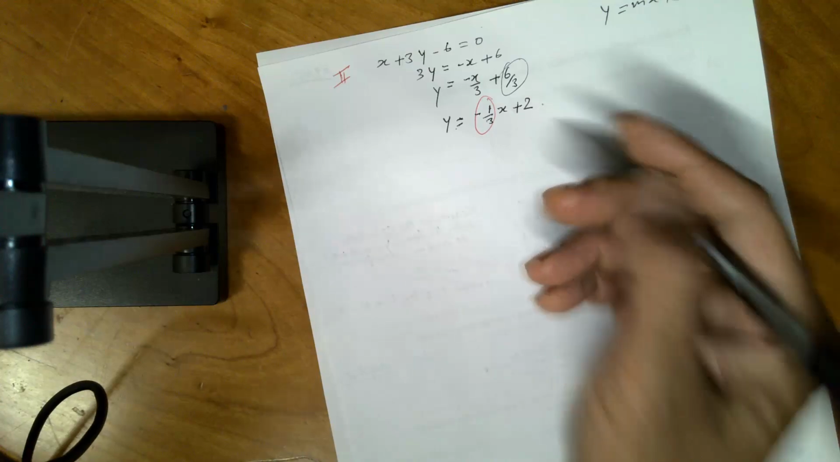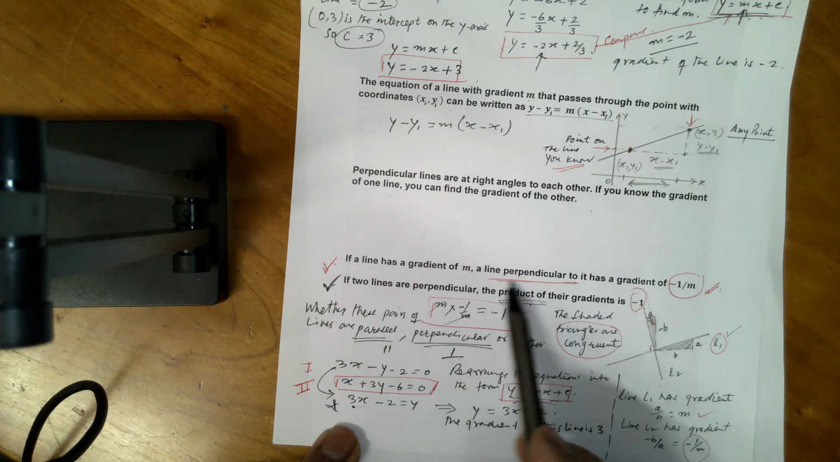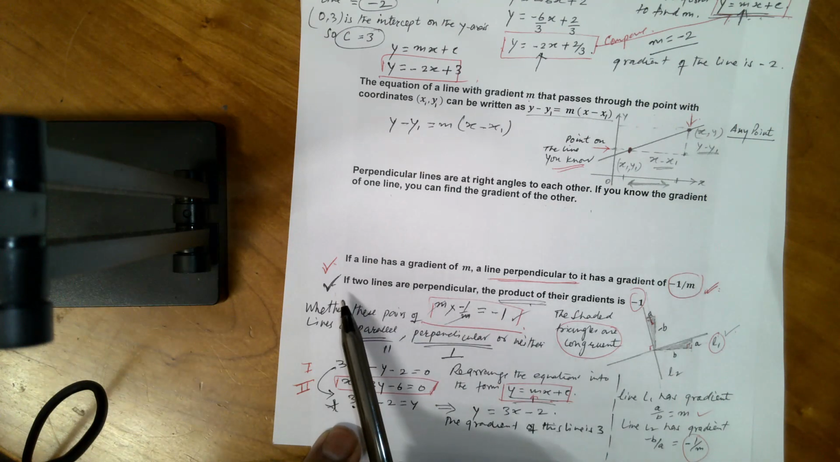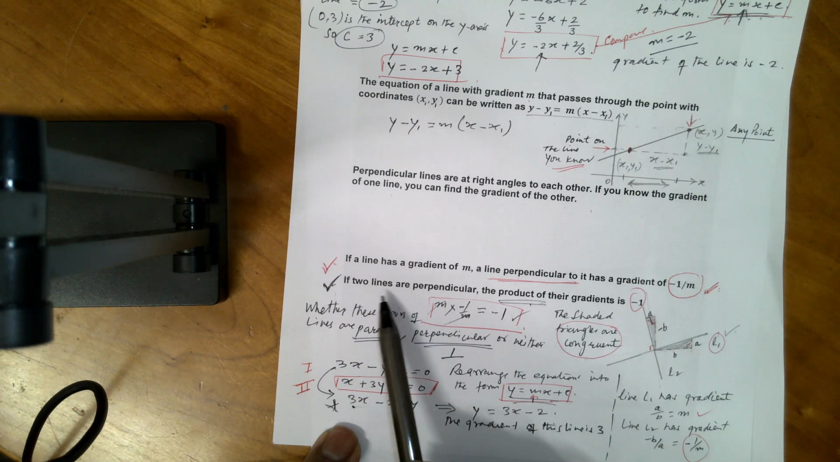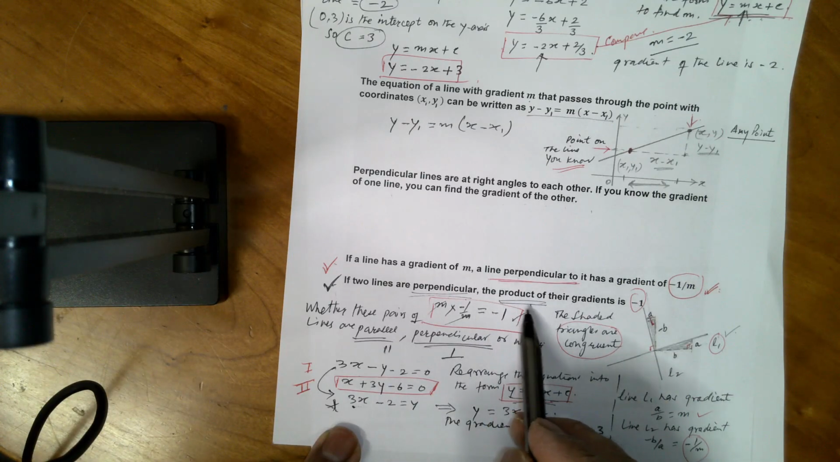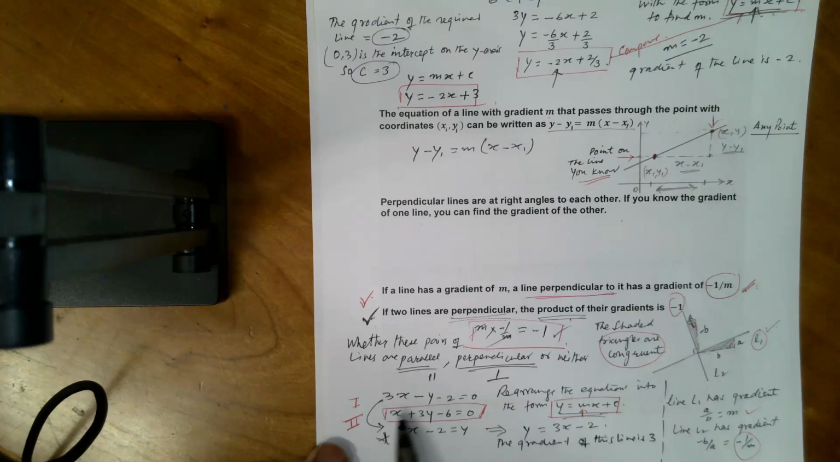Now what we have discussed previously: if a line has a gradient of m, a line perpendicular to it has a gradient of minus 1 over m. When you have that, the two lines are perpendicular, when the product of their gradients is minus 1. From here, we have seen the gradient of the first line is 3.